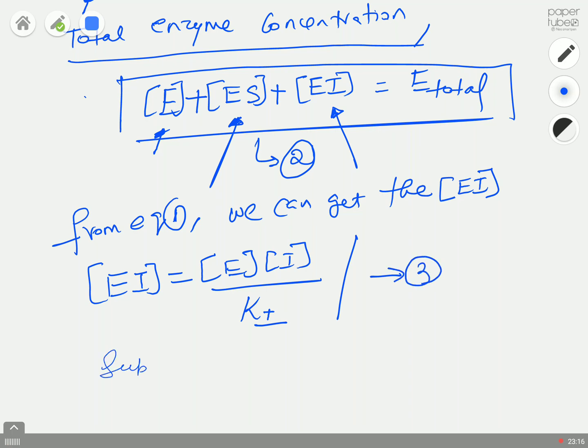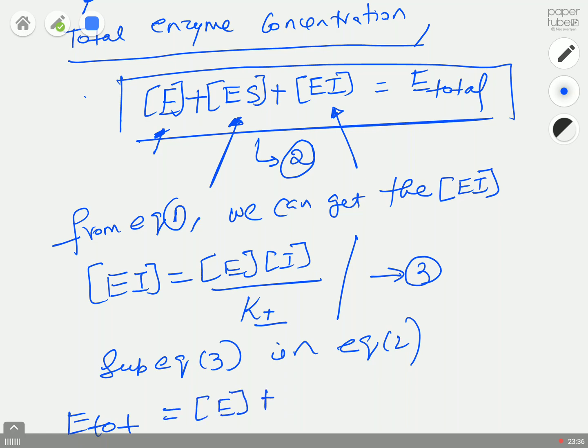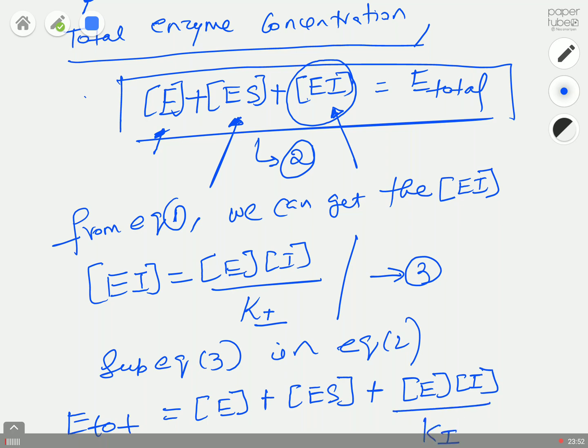So substitute equation 3 in equation 2. We have to replace EI in equation 2 with equation 3. So E total will be equal to the concentration of enzyme, plus the concentration of enzyme substrate complex, plus, instead of the concentration of enzyme inhibitor complex, we are going to replace it with equation 3, which is nothing but the concentration of E multiplied by the concentration of I divided by the equilibrium constant Ki.